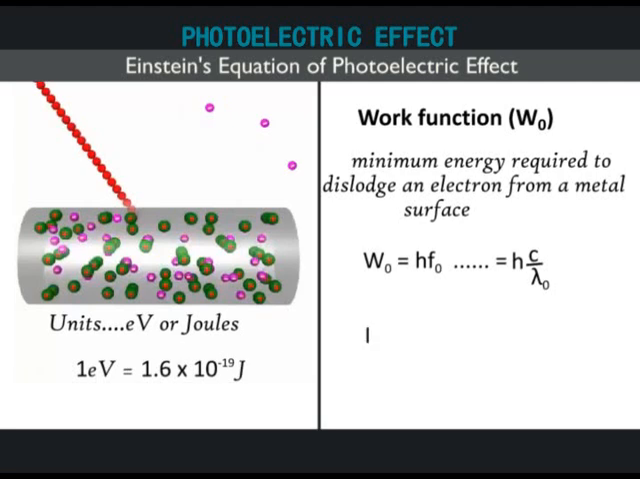If the energy absorbed by the electron is greater than the work function of the metal, the electron is dislodged with maximum kinetic energy, KEmax equal to E minus work function, where E is the energy of the incident photon. This is called the Einstein's equation of photoelectric effect. This equation can be expressed in different formats, but it doesn't change the overall meaning.